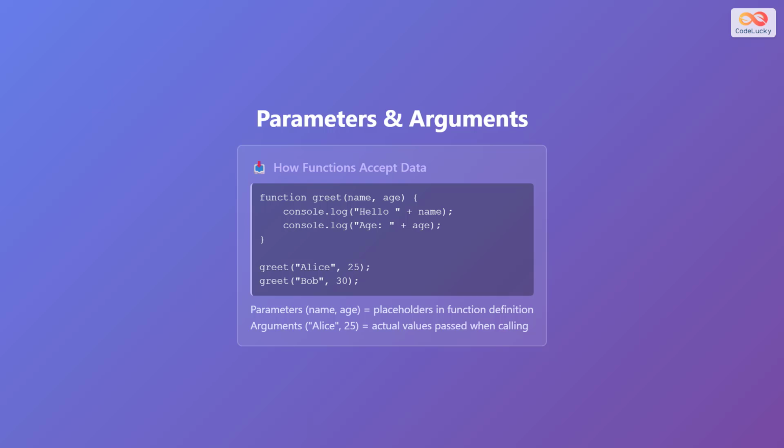Now let's understand parameters and arguments, as they are crucial for functions. Parameters are placeholders or variable names inside the function definition. Arguments are the actual values you pass when calling the function. In this example, the function greet has two parameters, name and age. These are like empty boxes waiting to be filled. When we call greet with Alice and 25, those values are the arguments. The function then uses these values to do its work. You can call the same function multiple times with different arguments, making functions very flexible and powerful.